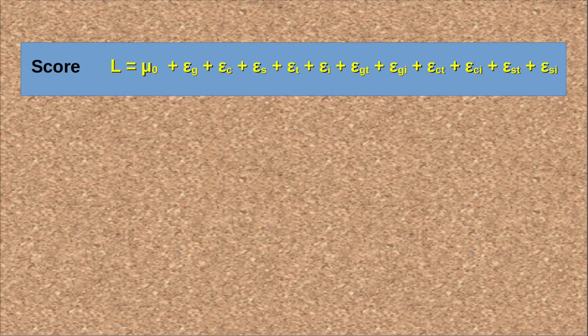L, the score, then is equal to the sum of a constant overall mean score value mu0 plus 11 effects epsilon, 1 for each facet and their appropriate combinations. Each of those effects has to be thought of as an array of values, their dimensions equal to the sample size of the corresponding facet or combinations.